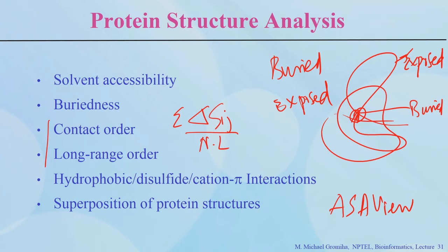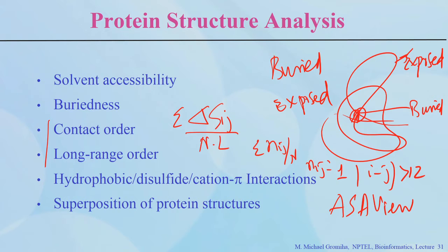What is long range order? You can use the sum of Nij divided by N. Nij equals 1 if the absolute value of i minus j is greater than or equal to 12. So, this will account only for the long range contacts. Then we also have the hydrophobic contacts, disulfide interactions, and cation-pi interactions, based on the contact between some specific residues, whether the carbon atoms, or the positive charge and aromatic residues, or the cysteine and so on.